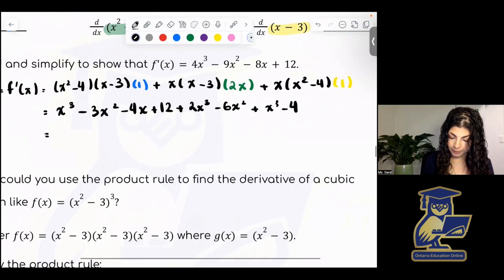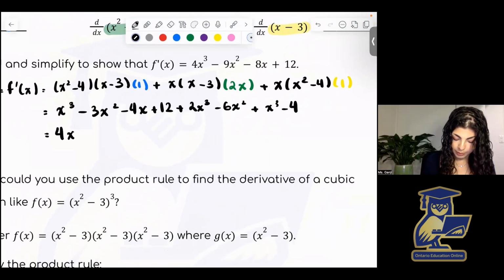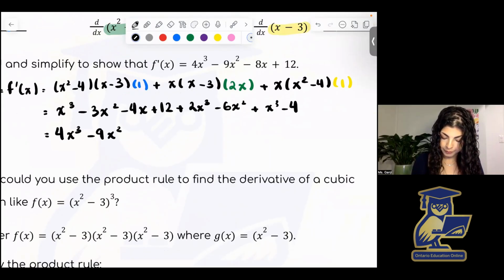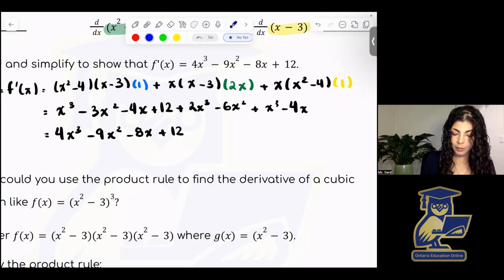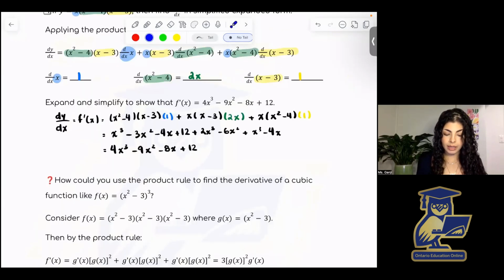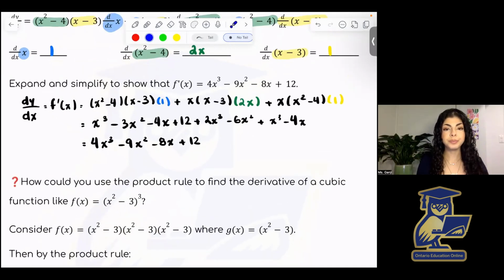So we have 4x cubed minus 9x squared. Oh, this one should be a 4x, sorry. And minus 8x, there we go. And then finally our 12, okay? And there we go. We have these two matching, and exactly, that's our derivative for product rule with three terms, or when we have three functions multiplying them, we can find the derivative function using the product rule, similar to this.